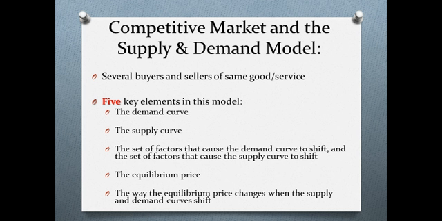There are 5 key elements to the supply and demand model. You have the demand curve, the supply curve, the set of factors that causes the demand curve to shift, and the set of factors that causes the supply curve to shift. We'll explore those 2 things in later lessons. The equilibrium price, and the way the equilibrium price changes when the supply and demand curves shift. You're like, what? Yes, I know, that doesn't make any sense, but don't worry, I promise it will make perfect sense as we go forward.